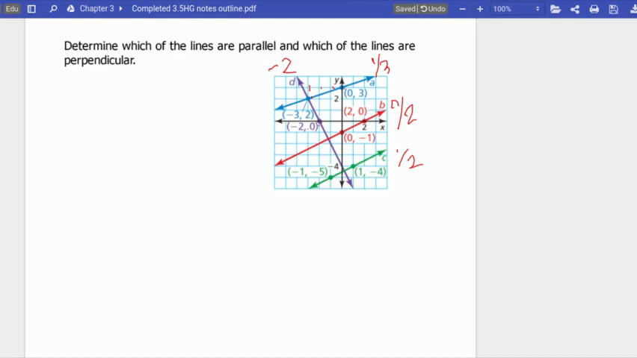So if we're looking at these, the 2 that are parallel would have the same slope. So that would be line B and line C. So line B is parallel to line C.